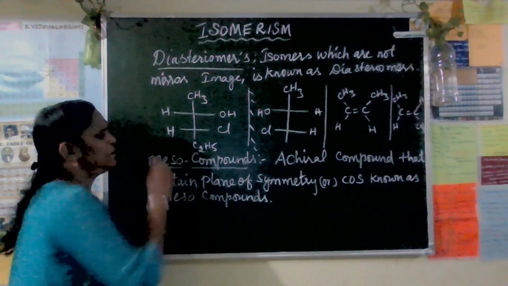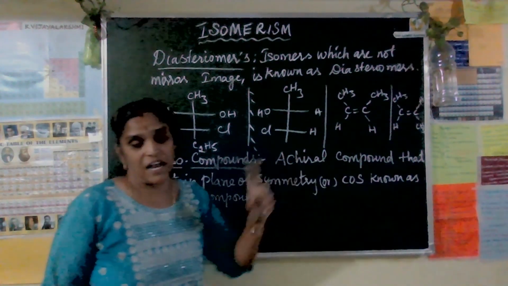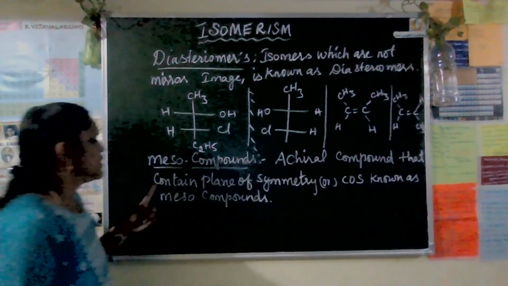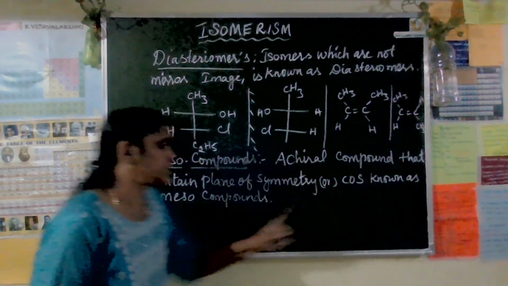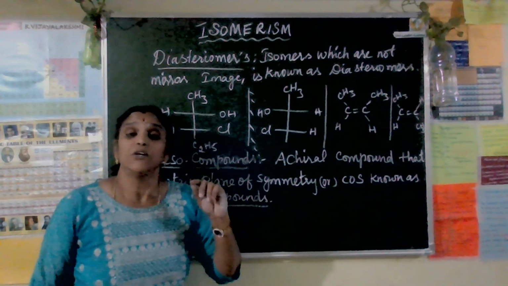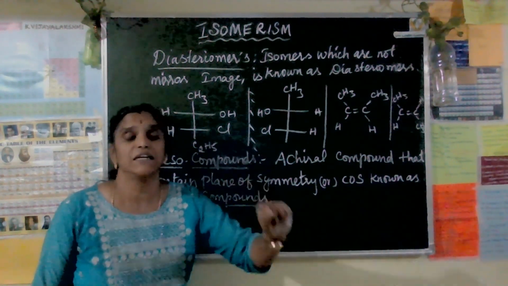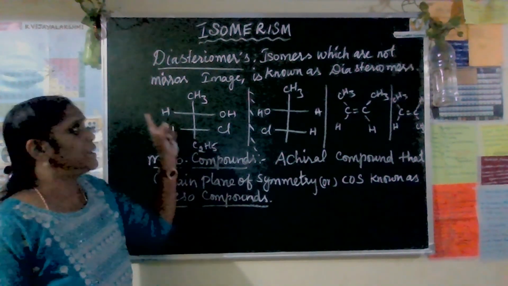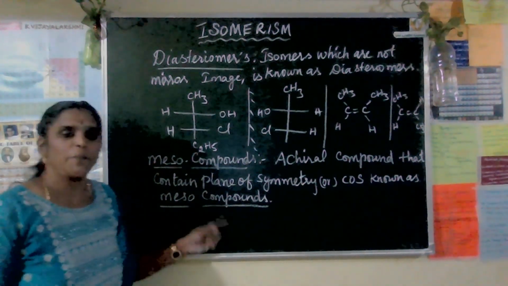Now the next one, meso compounds. How to identify meso compounds? Achiral compounds. Chiral you know very well; achiral is just the opposite. Achiral compounds that contain a plane of symmetry or center of symmetry, COS, are known as meso compounds. Why am I giving all these ideas? Because to identify the number of stereoisomers possible in a certain compound, you have to identify whether meso compounds and diastereomers are available. That is why I am giving all this brief idea for you. Hope you're clear with this.